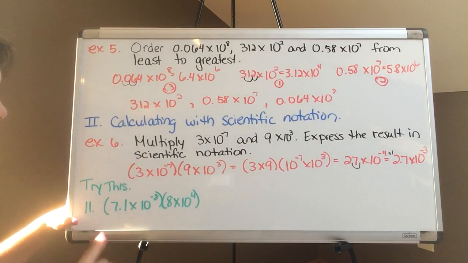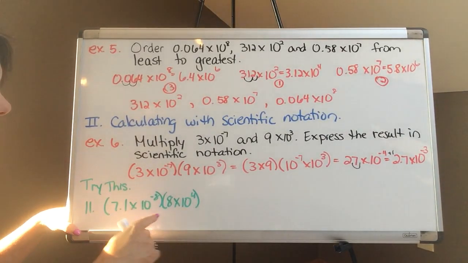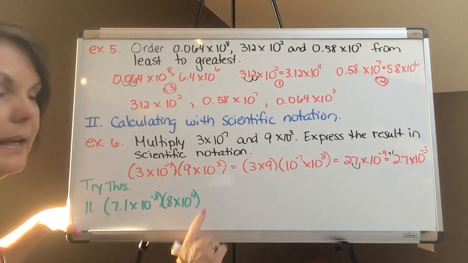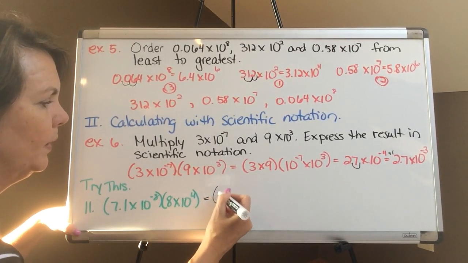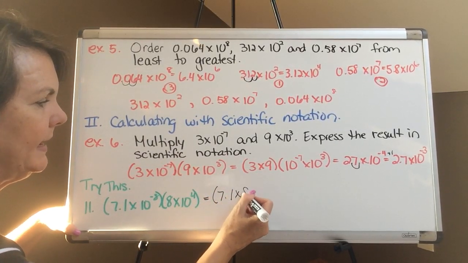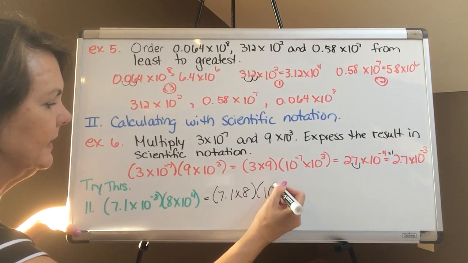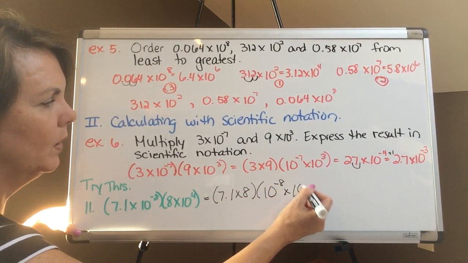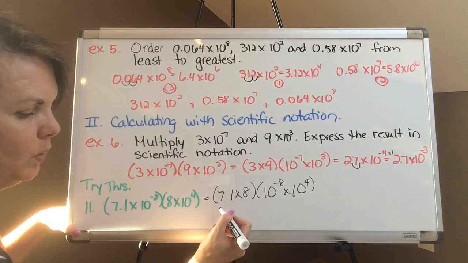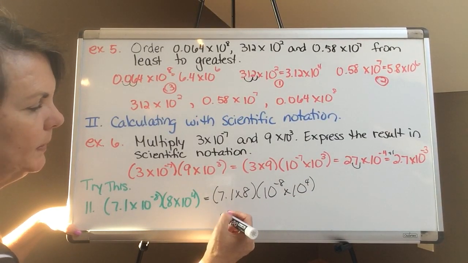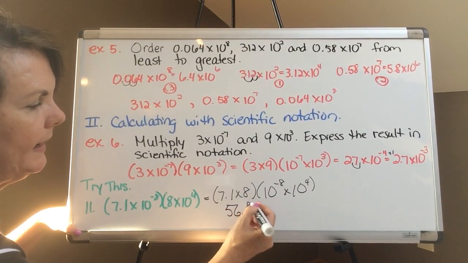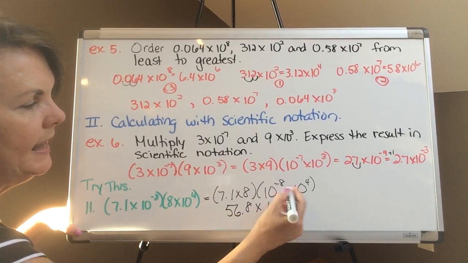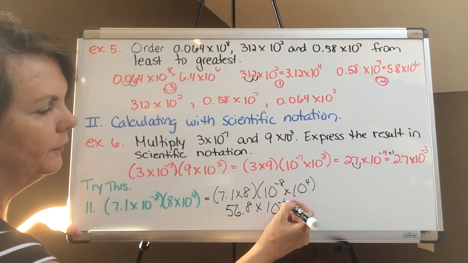So let's try one here. 7.1 times 10 to the negative 8 times 8 times 10 to the negative 4. Well, I want to break this up, 7.1 times 8, and I'm going to do 10 to the negative 8 times 10 to the negative 4. And 7.1 times 8 gives me 56.8 times 10, and that's going to give me to the negative 12.